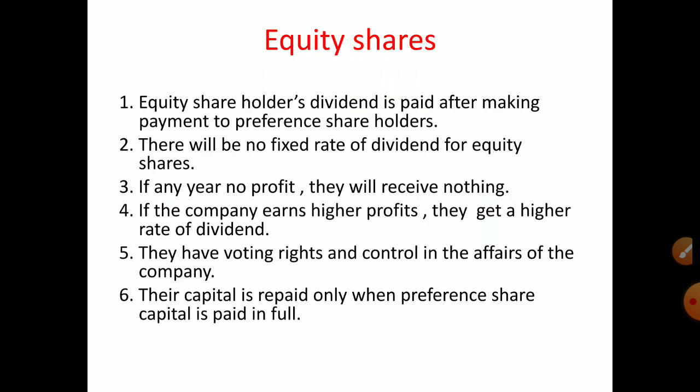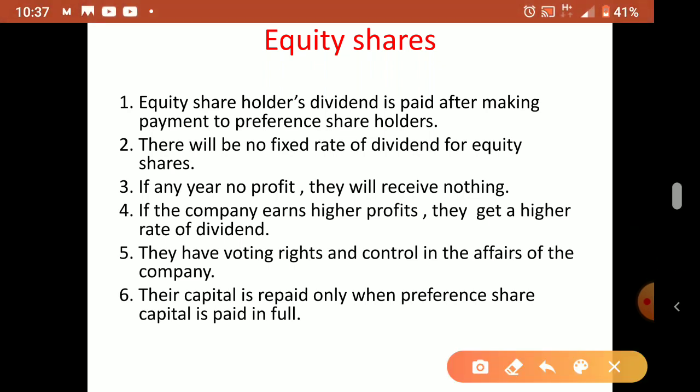Now the second category is equity shares. What do you mean by equity shares? Equity shareholders' dividend is paid after making payment to the preference shareholders. I told you first itself that preference shareholders have the right to get the dividend first. Afterwards, equity shareholders will get. There will be no fixed rate of dividend for equity shares. If there is more profit they will get more dividend. If it is less profit they get less dividend. Only preference shareholders have a fixed rate.